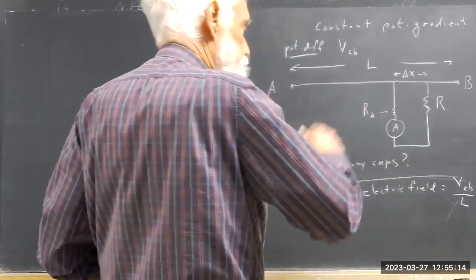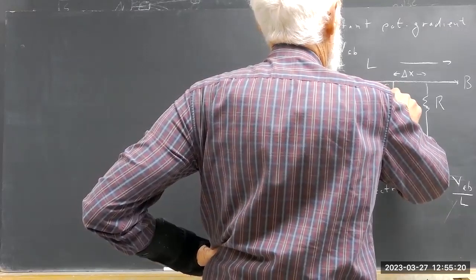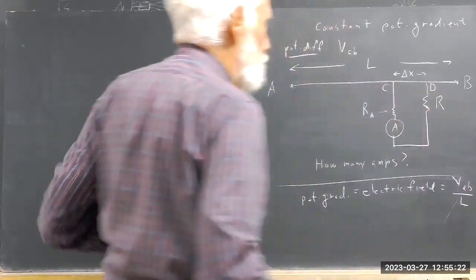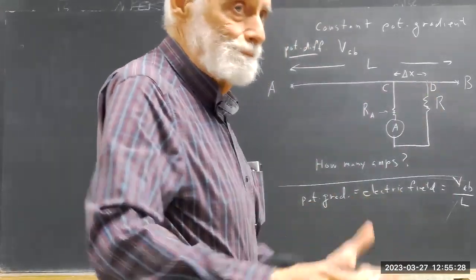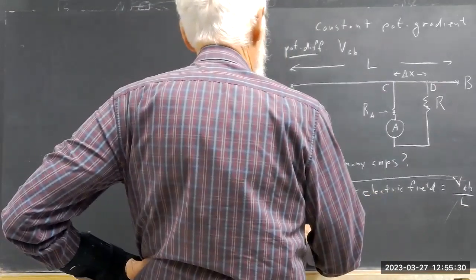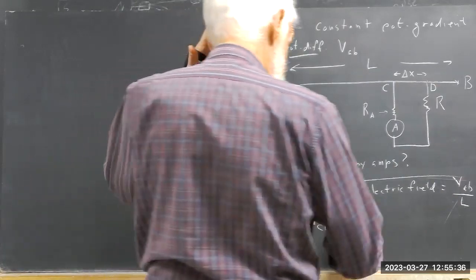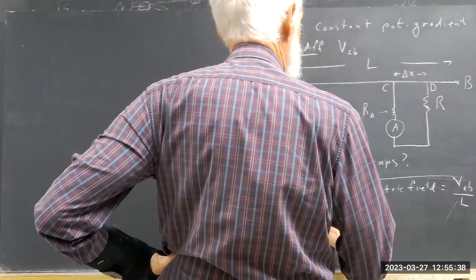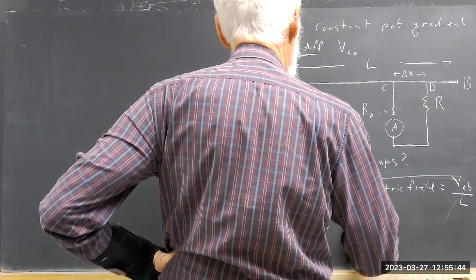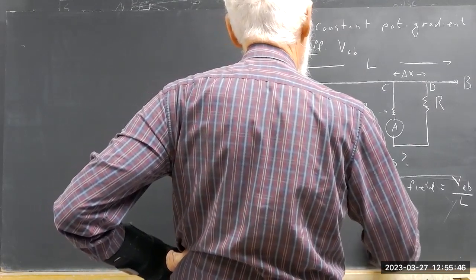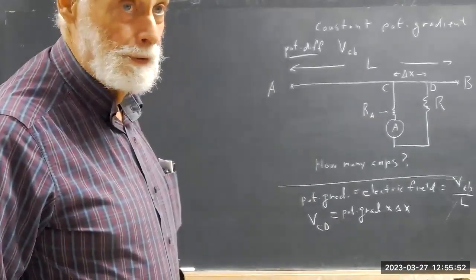Well, let's call this point here C. Call this point D. So I can just have the notation. Then the potential C to D is its potential gradient times delta X.